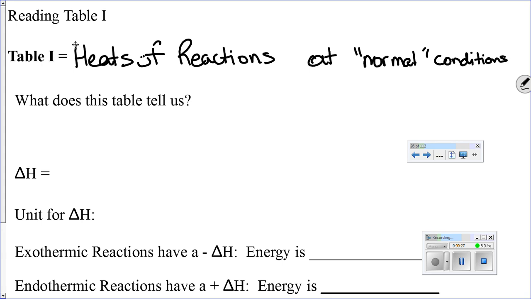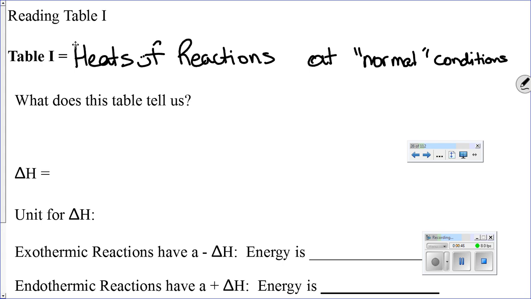What I mean by this, so these are just set conditions, not actually STP, it's a little bit warmer than that, but these conditions are pretty standard lab conditions. If you change these conditions a little bit, it would affect your delta H. So, we're just always assuming that we're at those particular conditions.